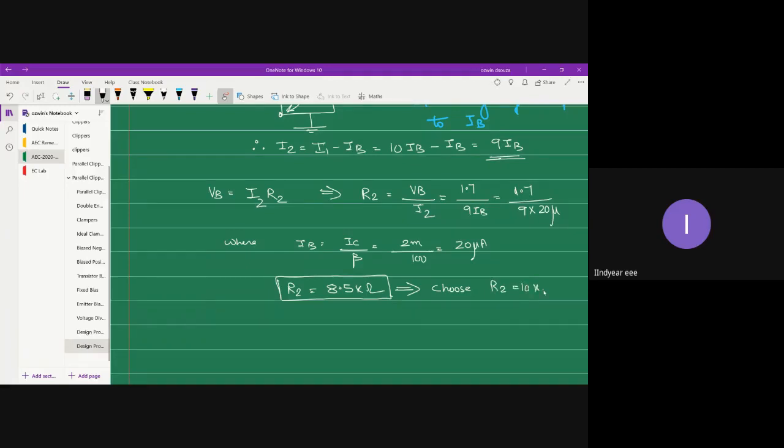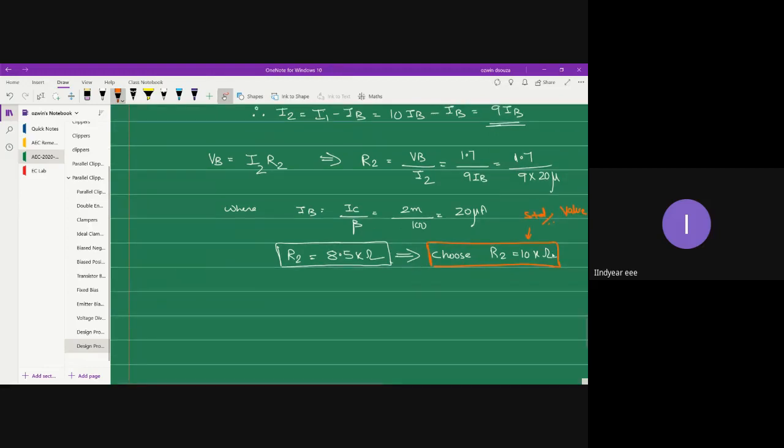Again, you don't have exact 8.5 kilo ohm resistance, hence you can choose R2 equal to 10 kilo ohm. So round it off. R2 equal to 10 kilo ohm, this is your standard value. If you want exact 8.5K, then you may have to use several resistors in combination to get the precise value of 8.5K.